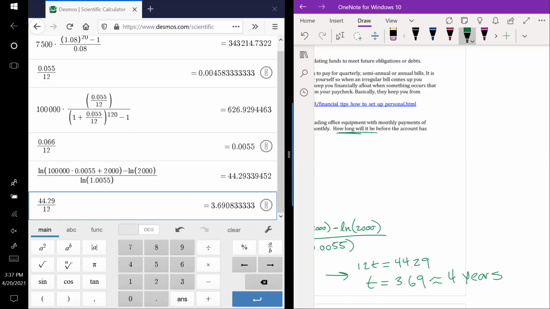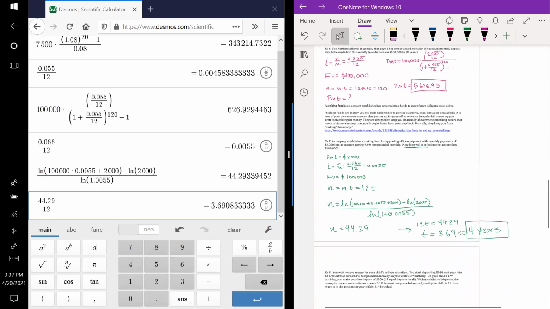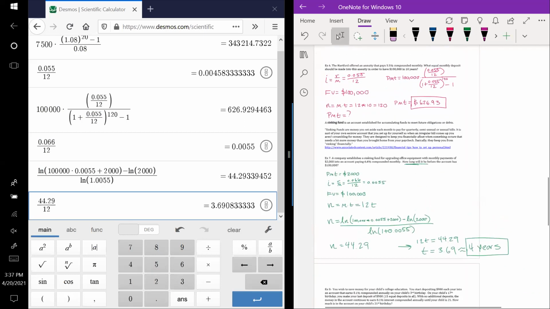Okay. And if it doesn't take 4, maybe try the 3.7. If it doesn't take 3.7, maybe try 3. You know how picky it is. But I'm assuming since we are 3.7, we should just round up to 4 years. Okay. Any questions on that one?